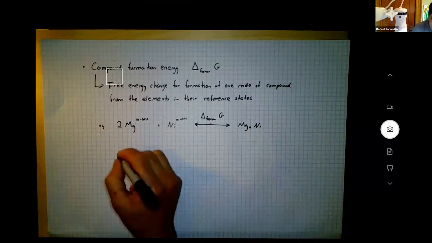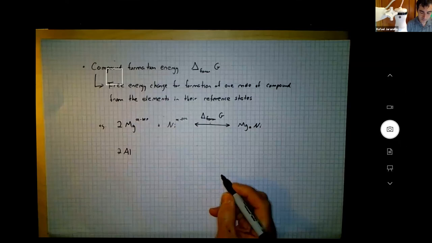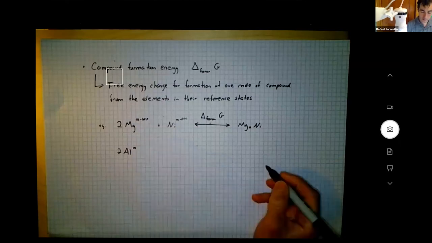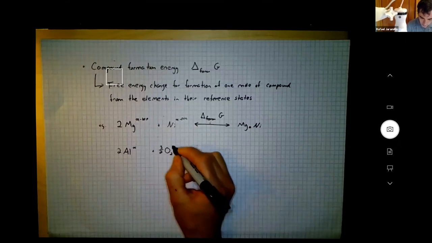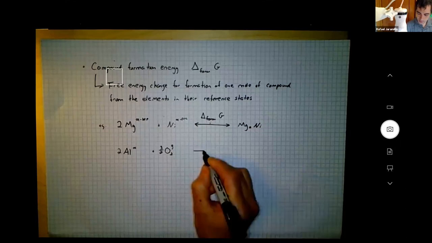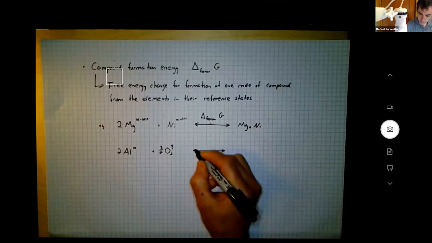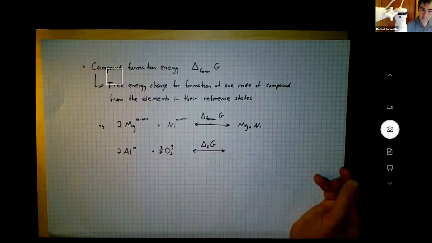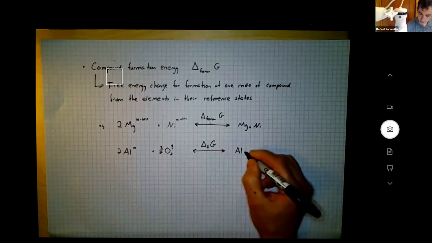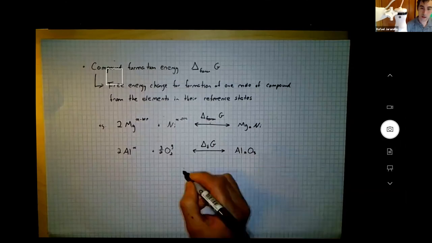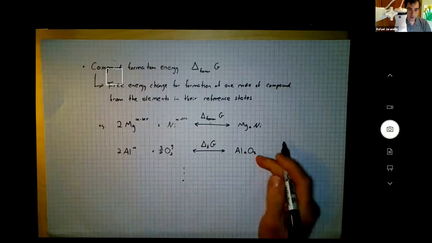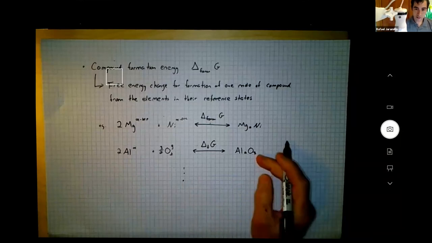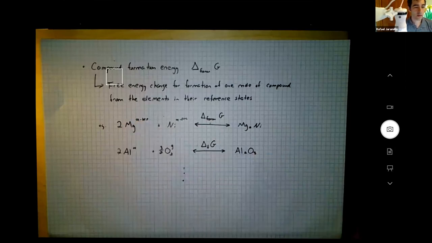Or here's another example. Two aluminum in its alpha phase plus 3/2 oxygen gas, delta G, forming alumina. And there are an infinity of examples. So, line compounds formed from the elements with a formation energy delta G. Okay.